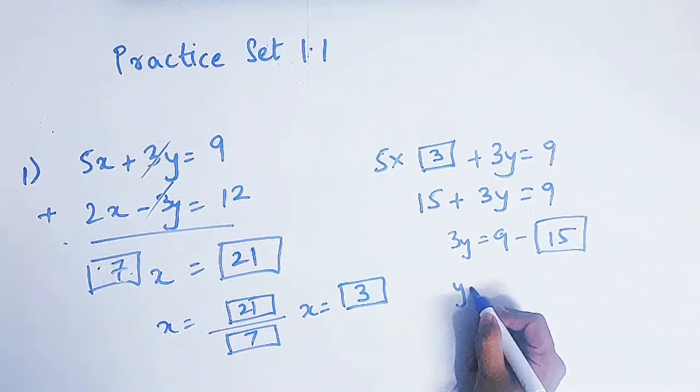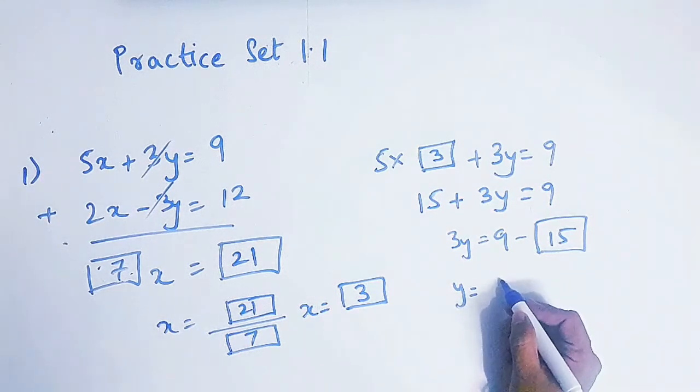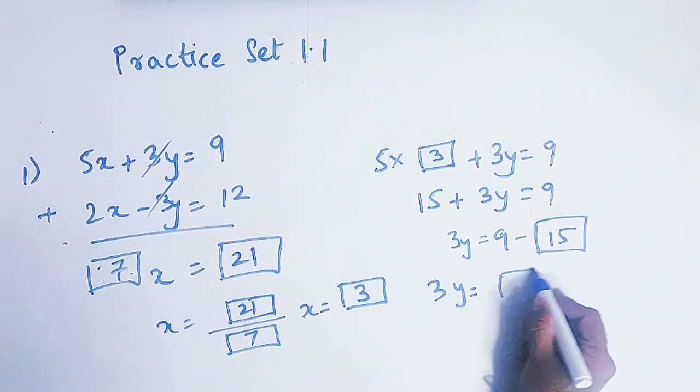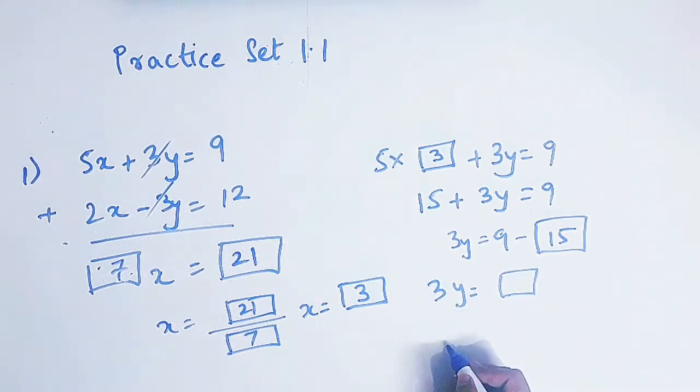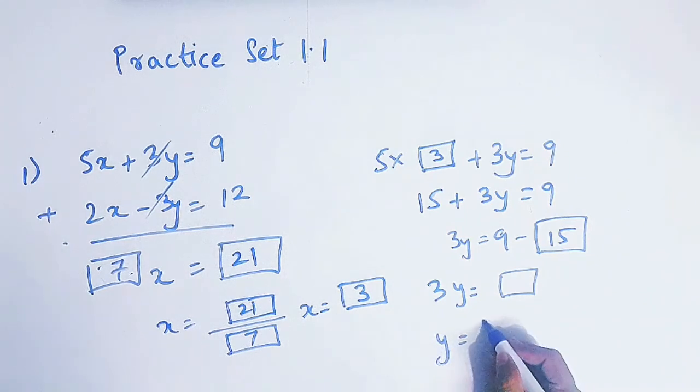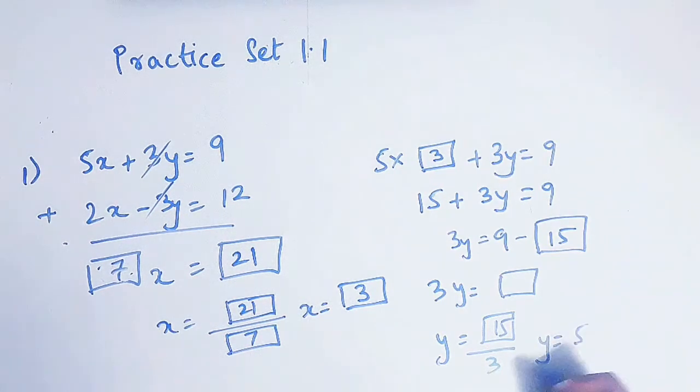So y equals, 3y equals dash. Now y equals dash upon 3, so here it will be 15. We'll cancel this, so y will be 3 ones are 3, 5 threes are 15. Then we can write the solution: x comma y is equal to x will write here, y will write here.